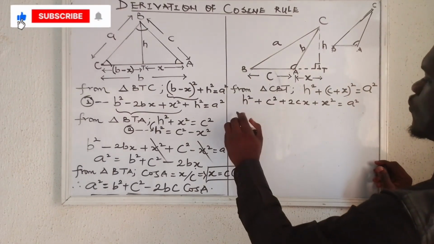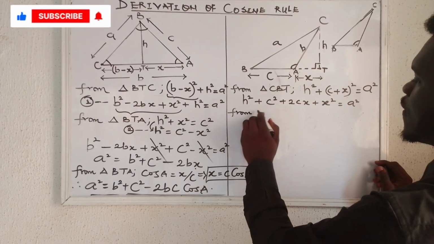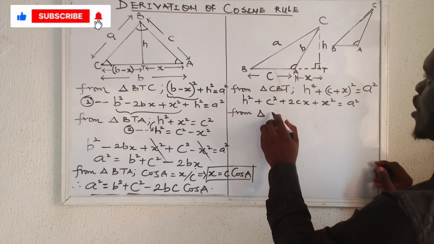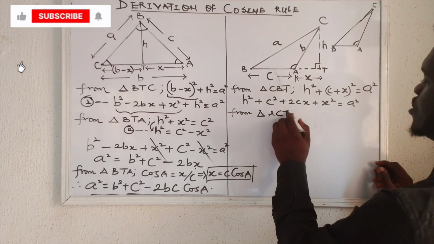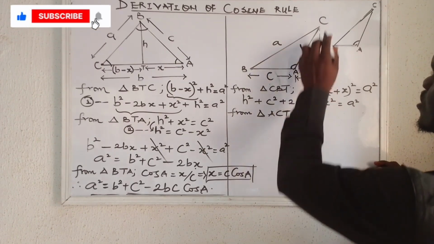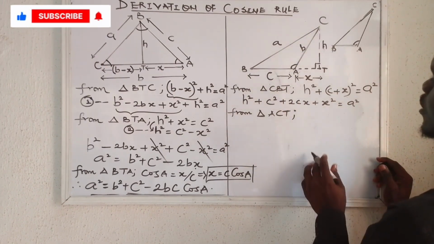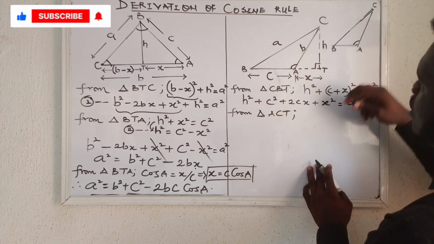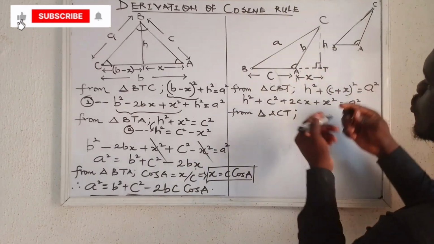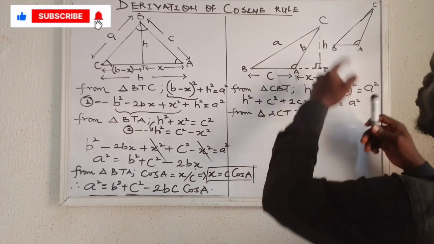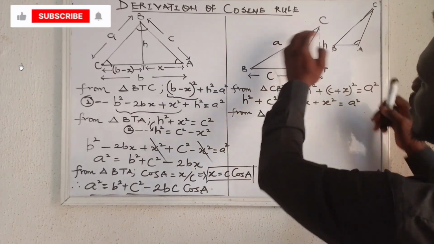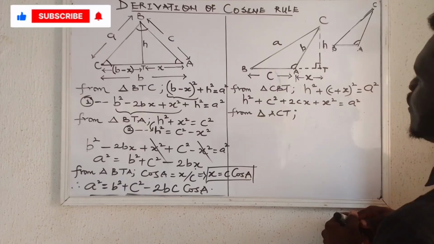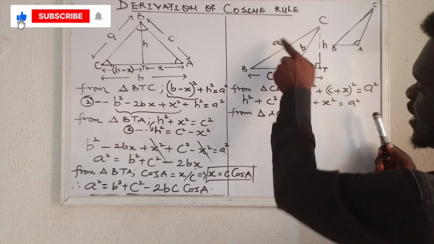Now recall that from triangle ACT, this right angle triangle here, which was added, this is the triangle we're actually looking for. We're trying to solve. We just added this to merge it with this, to make it look like a right angle triangle, so that we can solve for the value of A. That is the length, this A here. That's what we're looking for.